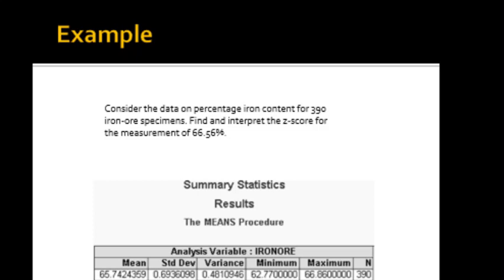Okay, here is an example. Let's say we have a data set which is percentage iron content for 390 iron specimens. Find and interpret the z-score for the measurement of 66.56%. For this data set, we have the summary analysis. The mean is 65.74 with a standard deviation of 0.69. We are trying to figure out the z-score of 66.56, which is one of the measurements.